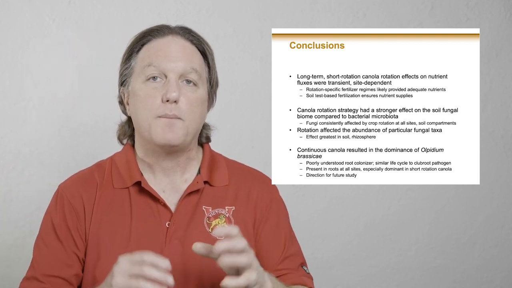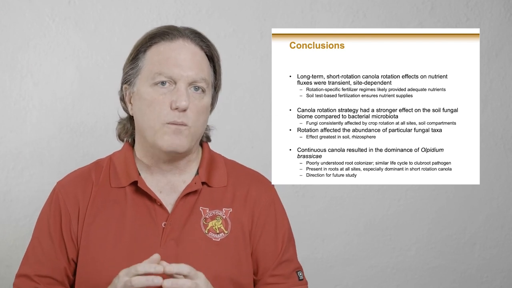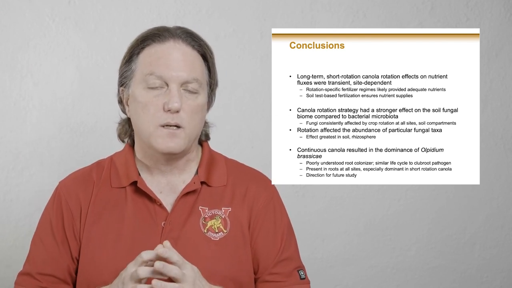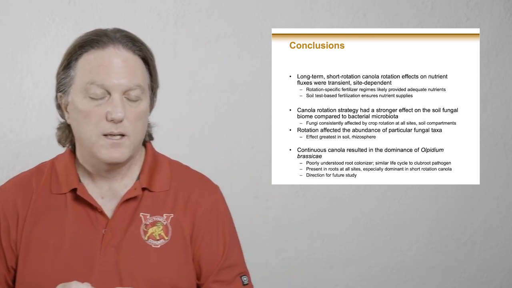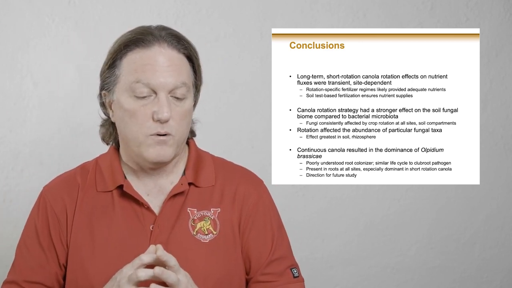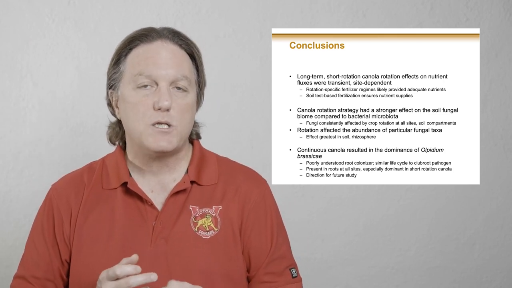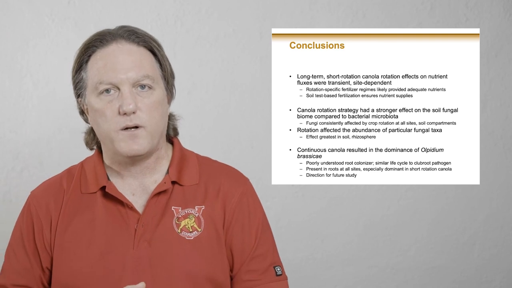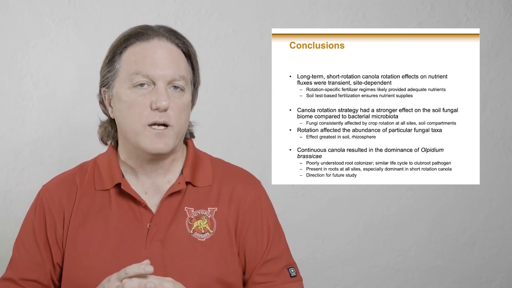And finally, I want to emphasize that continuous canola resulted in the dominance of this fungal species identified as Olpidium brassicae, particularly this one sequence variant. And Olpidium brassicae is really a rather poorly understood root colonizer, but overall its life cycle is similar to the clubroot pathogen. So that's something that could be very important. We found this organism present at all root sites and especially dominant, that one sequence variant, in short rotation canola. This, we feel, is a very valid direction for future study.